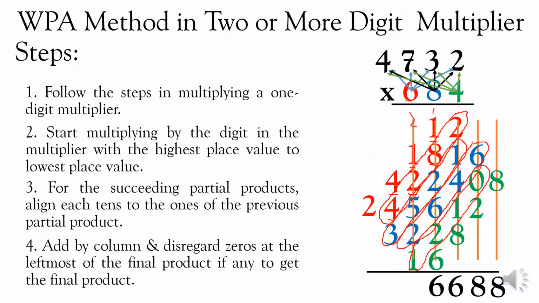Then the fifth column will have the sum of 2, 3, 5, 10, 13. We write down 3 and regroup 1 ten. Then we have 1, 5, plus 7, 12. We write down 2. We regroup 1 here. Then the last column will have the sum of 3. Therefore, the product between 4,732 and 684 is equal to 3,236,688.